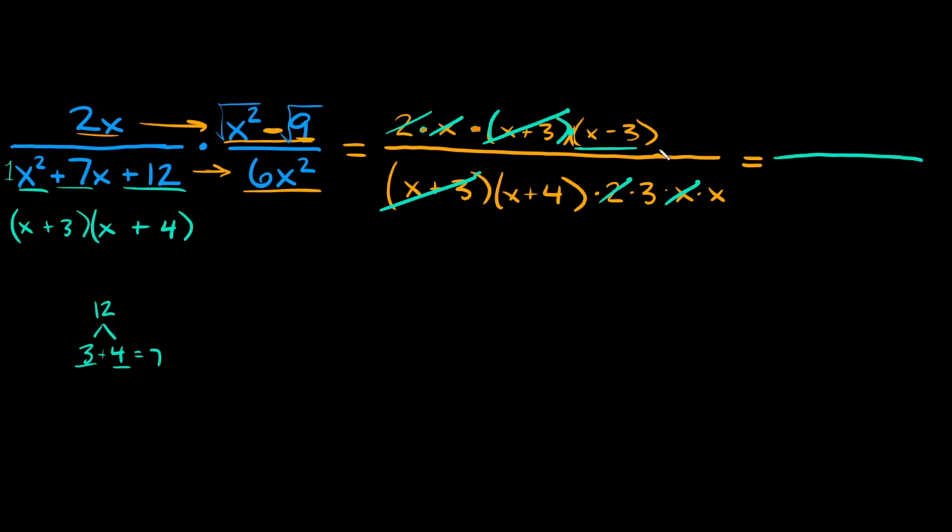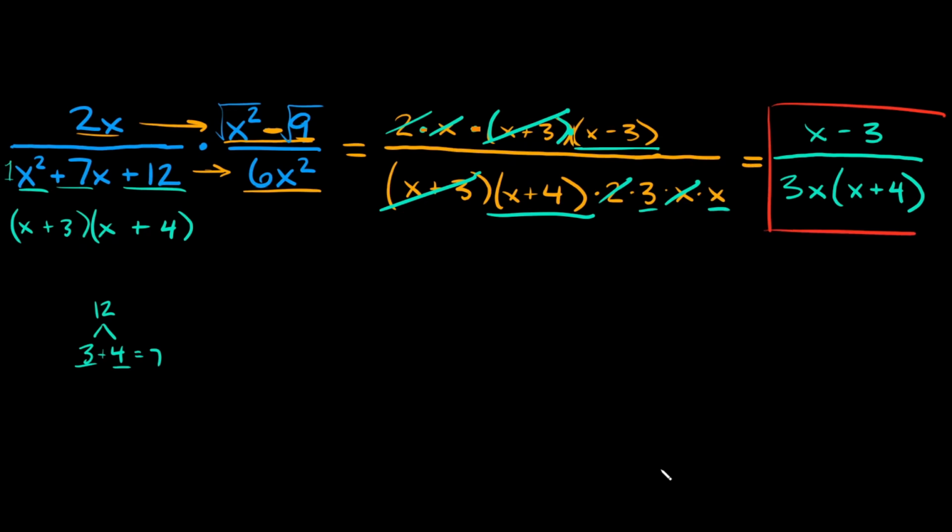Well, on top, we're just left with this x minus 3, and on the bottom, we're left with this x plus 4, this 3, and this x, right? So we're going to write it as 3x, and then in parentheses, x plus 4. Okay, so then that right there would be your final answer.